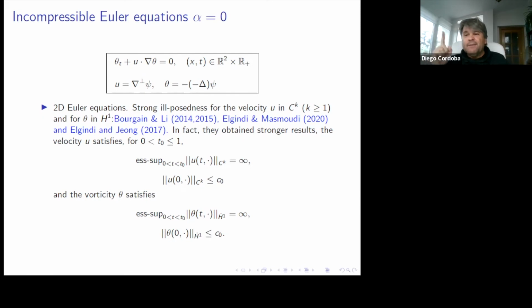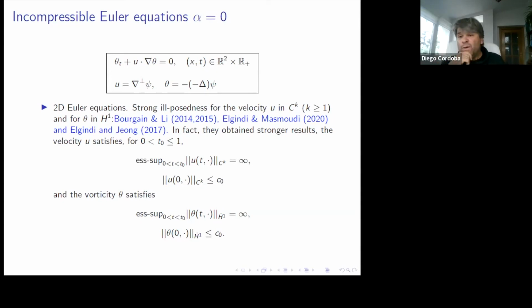Before, it was that the vorticity is in C^k, and these are two completely different worlds. If the vorticity is in C^k, then you have global existence. But if the velocity is in C^k, you have strong ill-posedness, and even stronger results: the essential supremum of the C^k norm blows up.